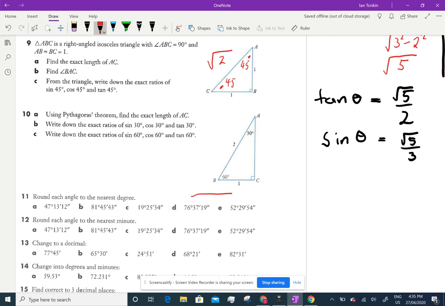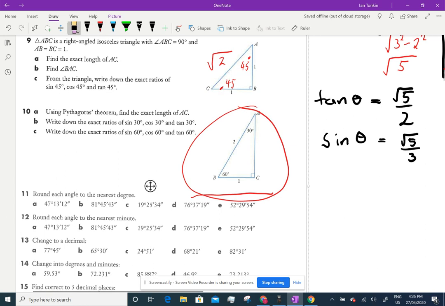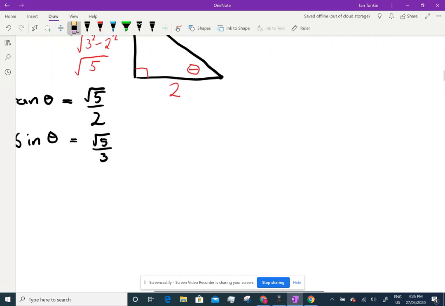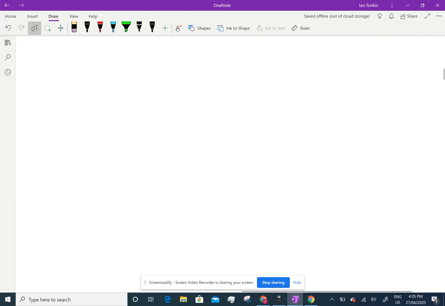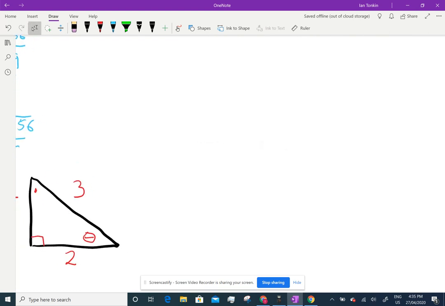Okay, again in question 10, looking at these, make sure you can do that for 60 and 30. I would really like to show you where that comes from, so I'm going to do that now. It's a good thing to know where it comes from. You've seen these, because you get given them on your formula sheet.